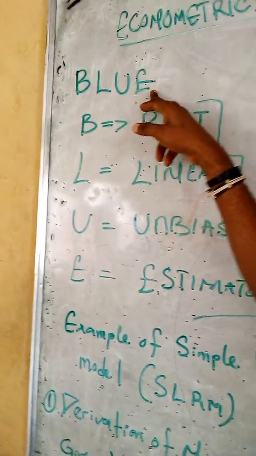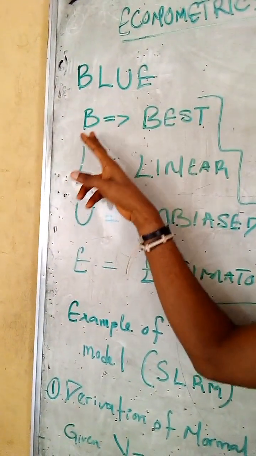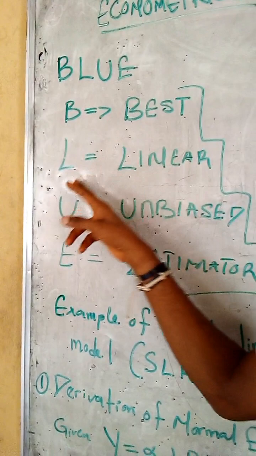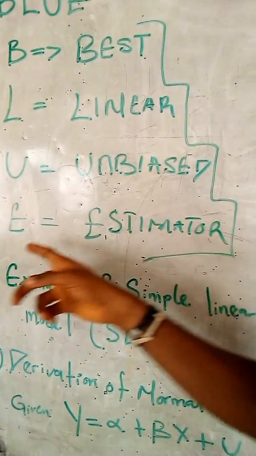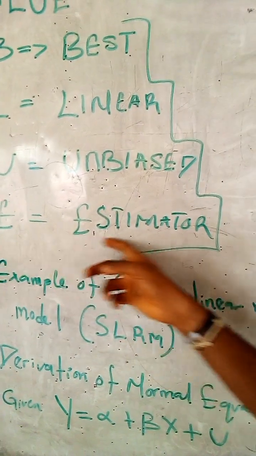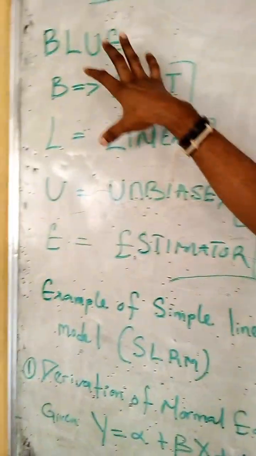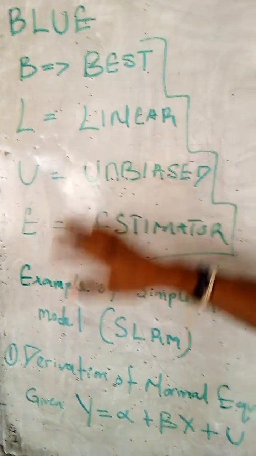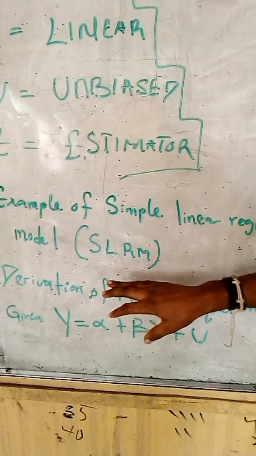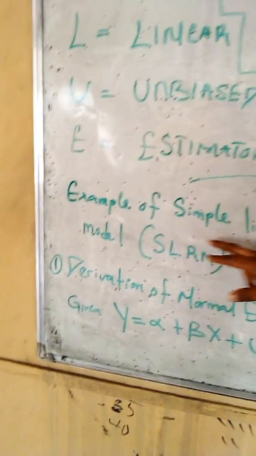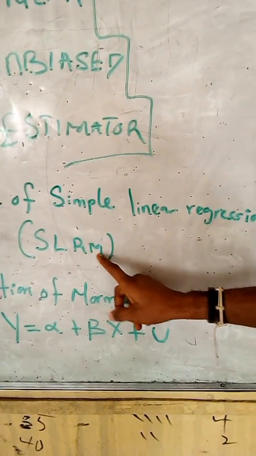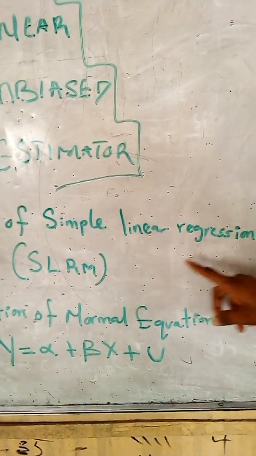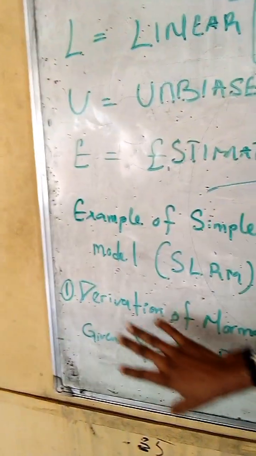We call it BLUE. And in this BLUE, B stands for best, L is for linear, U is for unbiased, and E is the estimator. So this BLUE is what we are going to use in solving this question. And under this question, we are using what we call SLRM. It means simple linear regression model. So that is what we have.